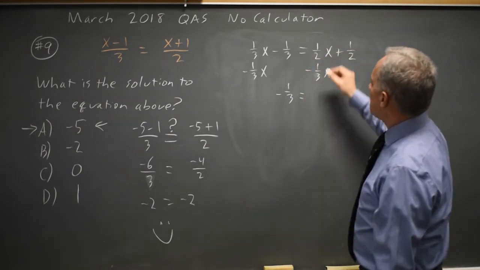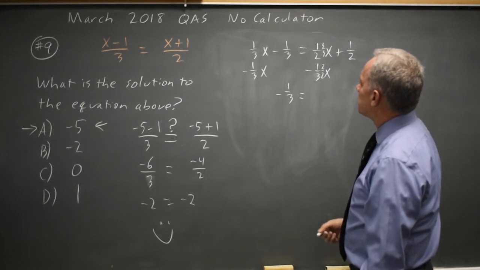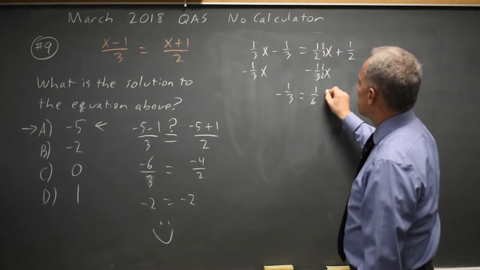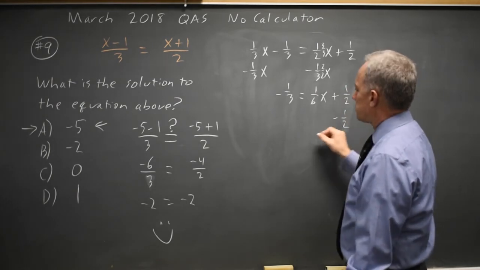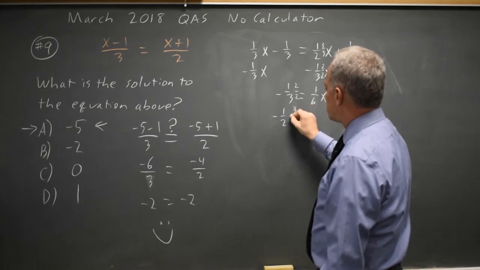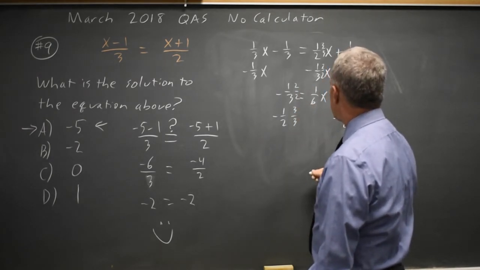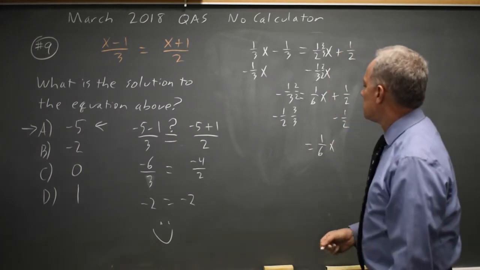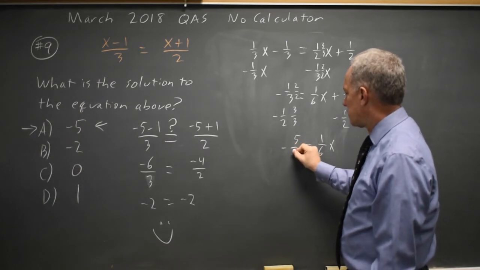equals 1/2. If I multiply by 3 over 3 and 2 over 2 to get common denominators, that's 3 over 6 minus 2 over 6, which is 1 over 6 x, plus 1/2. If I subtract 1/2 from both sides, again multiplying by 2 over 2 and 3 over 3 to get a common denominator, I have just 1 over 6 x on the right, equals negative 2 over 6 minus 3 over 6, which is negative 5 over 6 on the left.